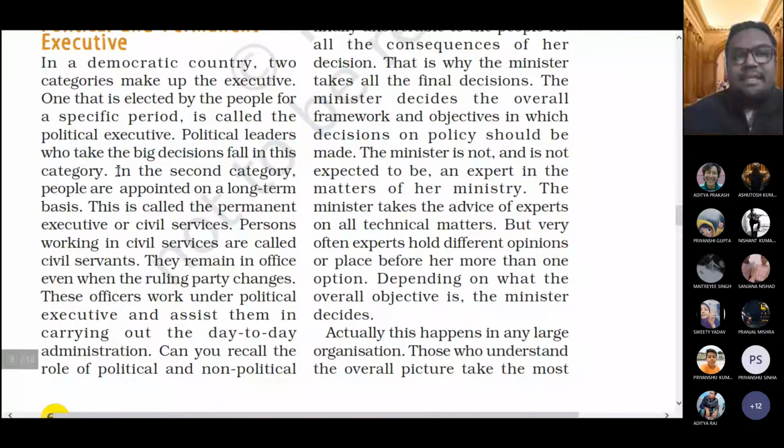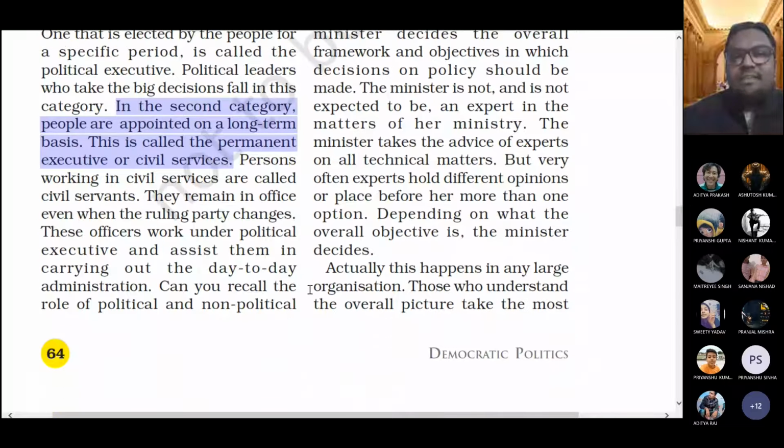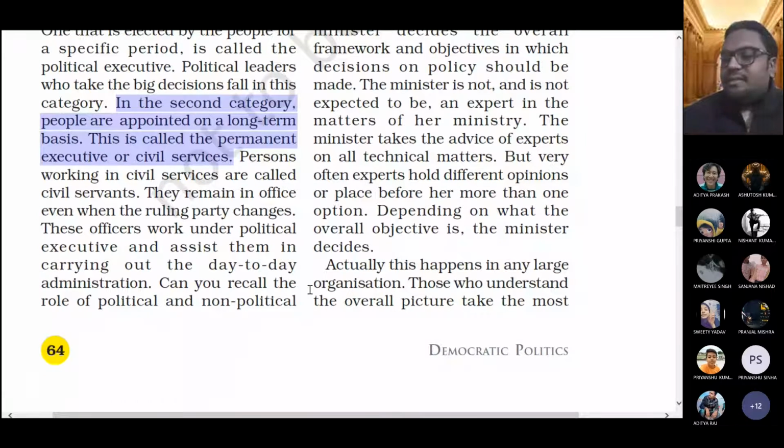In the second category, people are appointed on a long-term basis. This is called the permanent executive or civil services. Everyone knows about civil services. Civil services exams are one of the most competitive exams of the world. Many people prepare for it.